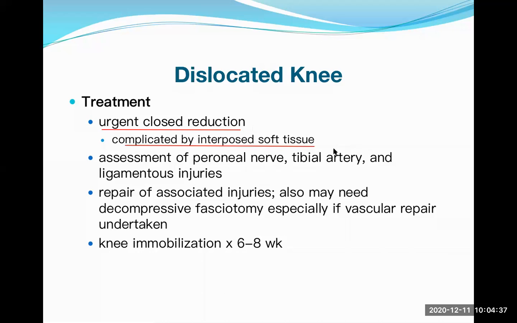There are different types of ligaments present inside the knee joint. You all know that, like the cruciate ligaments are present inside the knee joint. The menisci, those cartilages, are present there. So they may interpose while we do the reduction. Assessment of peroneal nerve, tibial artery, and ligamentous injury has to be done. We always do this. This is known as neurovascular injury assessment. Repair of associated injury is done.